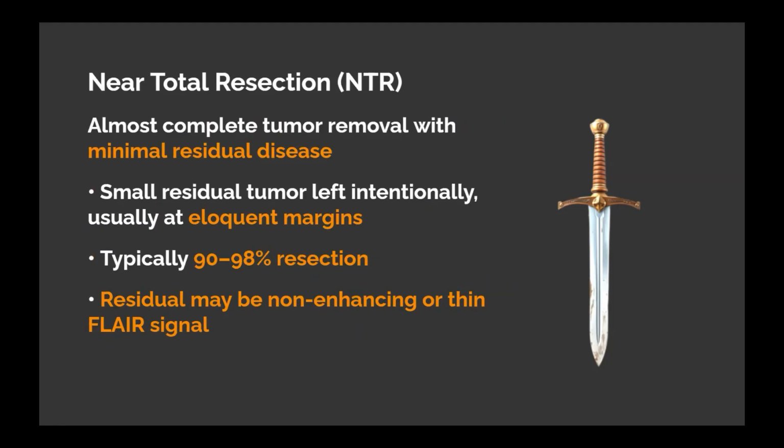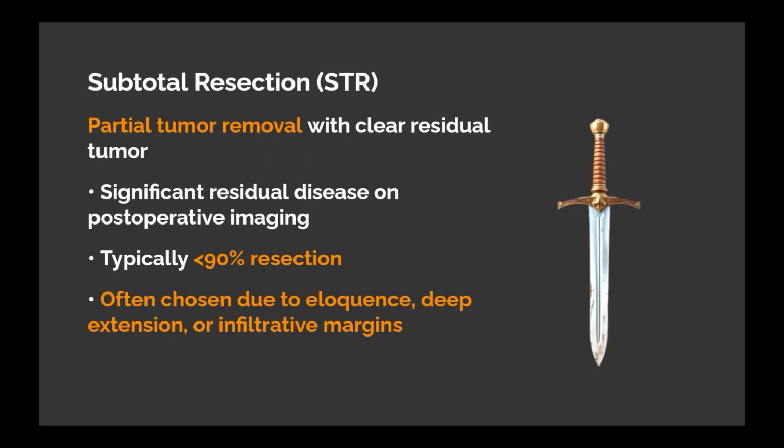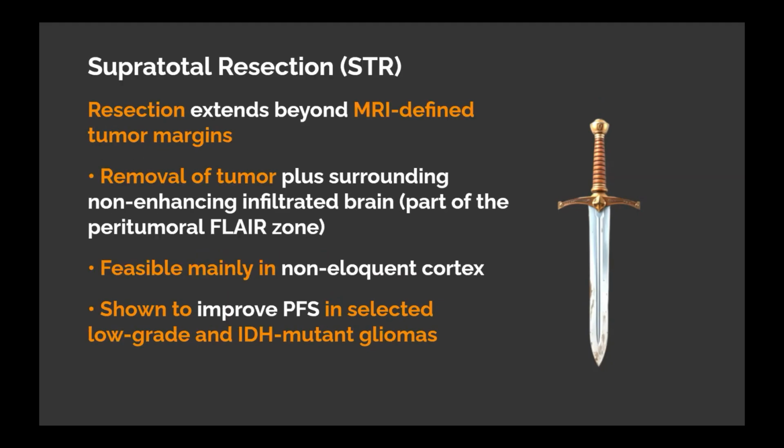Near total resection is the same thing, but we leave minimal residual disease around the margins, especially if the margins are eloquent. And residual may be non-enhancing or a thin FLAIR signal. Subtotal resection is typically less than 90%. There's significant residual disease, and this is often chosen when the cortex we are dealing with is eloquent. There is deep extension or infiltrative margins.